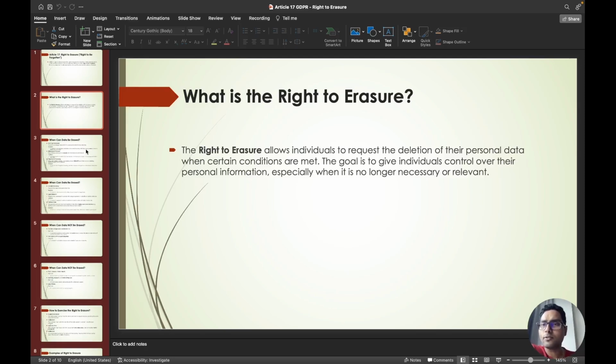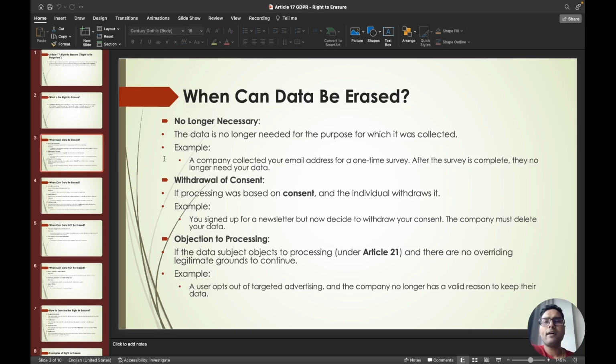Okay, next go to the next slide, which covers when data can be erased. There are certain conditions under which the data subject can request deletion of the data. The first condition is when the data is no longer necessary. That means the data is no longer needed for the purpose for which it was collected. The controller collected the data for a specific purpose. Now the purpose has already been achieved and the data is no longer required by the controller, but it is stored or archived in the database. In such a situation, the data subject can request deletion of the data.